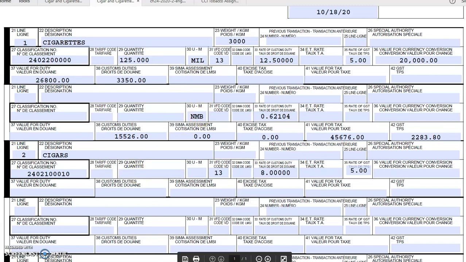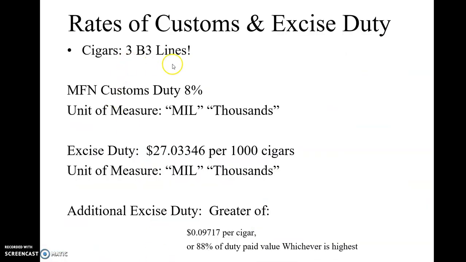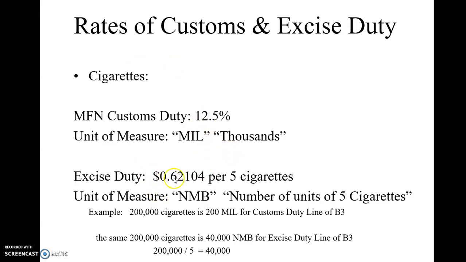The second line, the excise duty. The unit of measure for excise duty, I told you, is NMB. Okay? But the NMB doesn't stand for number of cigarettes. It stands for number of units of 5 cigarettes. Because, just go back here, the excise duty on cigarettes is 0.62104, no dollars and 62.104 cents per 5 cigarettes. So the unit of measure NMB is number of units of 5 cigarettes.